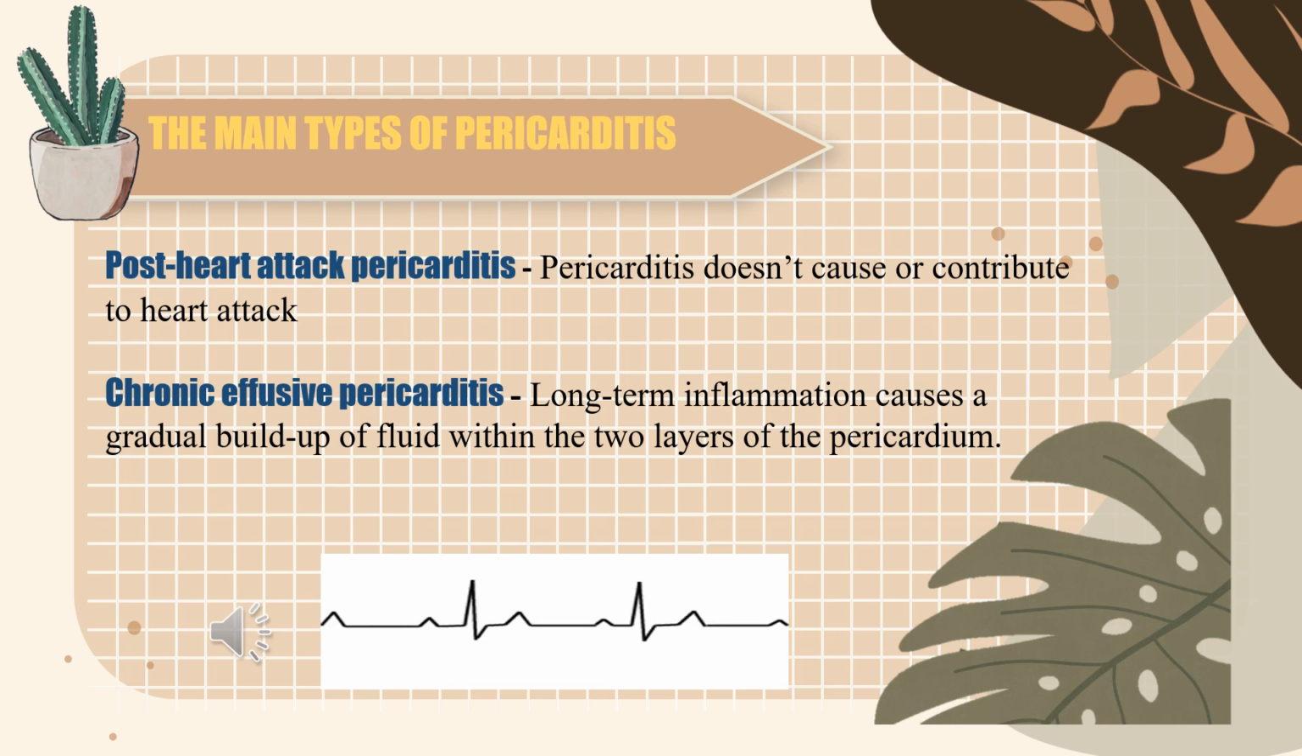The last one, chronic effusive pericarditis. Long-term inflammation causes a gradual build-up of fluid within the two layers of the pericardium. In most cases, the reasons for this are unknown. Two known causes of chronic effusive pericarditis are tuberculosis and hypothyroidism.